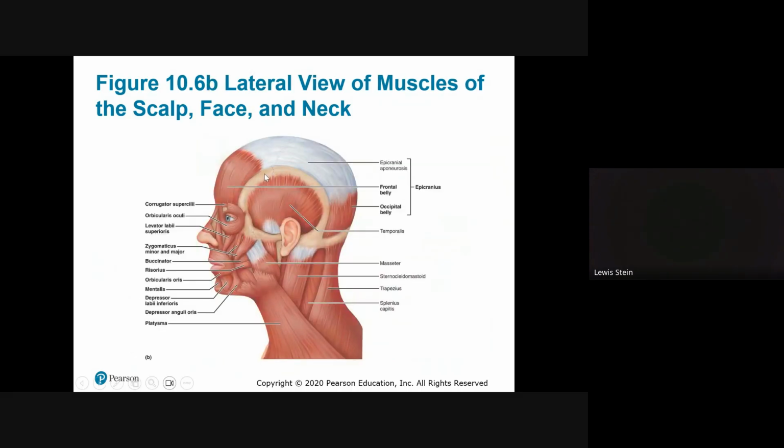Now the ones that are not part of this: the temporalis is a chewing muscle. It goes from the temporal bone and inserts into the coronoid process of the mandible. And from the zygomatic arch, you have the masseter that goes all the way down to the angle of the jaw. Those are your major chewing muscles. We call them the muscles of mastication.